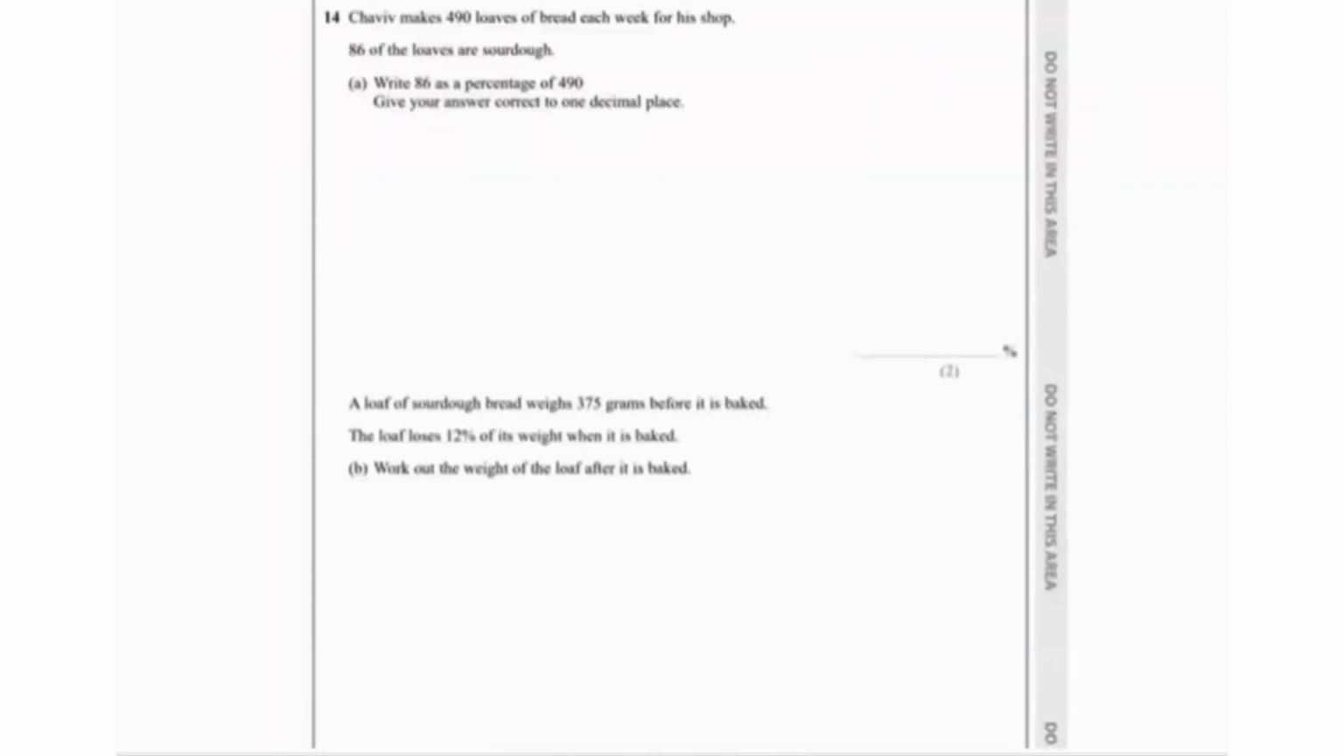Question 14 says, Javi makes 490 loaves of bread each week for his shop. 86 of the loaves are sourdough. Write 86 as a percentage of 490. Give your answer correct to one decimal place. So 86 as a percentage of 490 is this. Because out of 490 loaves, 86 are sourdough. So that means 86 over 490 represents the fraction for sourdough. And then you times that fraction by 100. Because whenever we're trying to convert something into a percentage, we times it by 100.